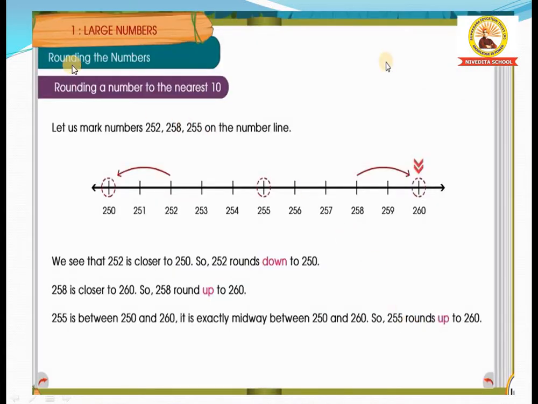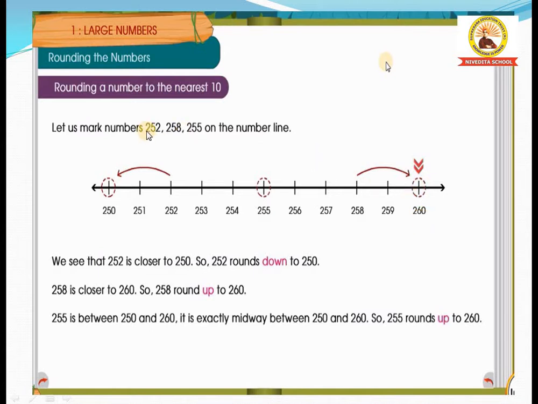So here, now we will study rounding the numbers. Rounding a number to the nearest 10. Let us mark the numbers 252, 258, 255 on the number line. So this is the number line. Draw the number line and mark 250, 251, 252, 253, 254, 255, 256, 257, 258, 259 and 260.